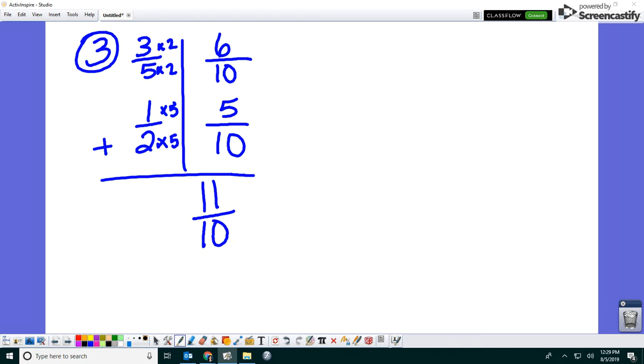It's a fraction greater than 1, so I'm going to have to ask myself, how many times does 10 go into 11? It goes in once with 1 left over. Put a box around my answer. I hope this helps you remember how to use that T-chart and how to add fractions greater than 1.